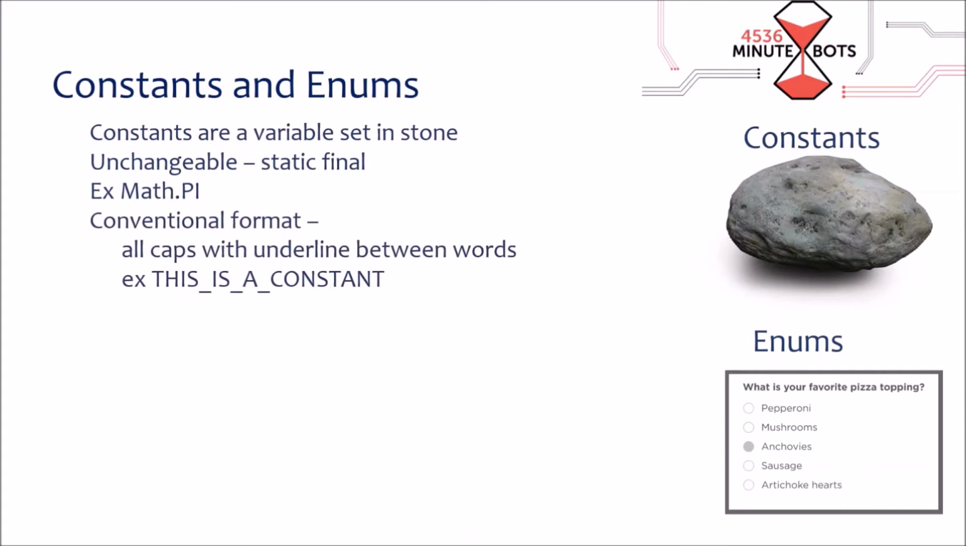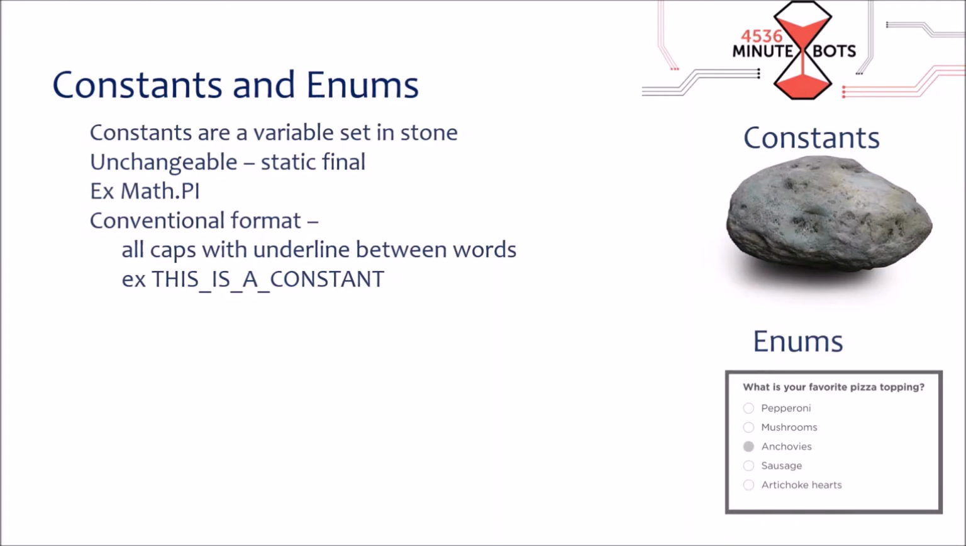The conventional format is to write the name of the constant all in caps with underline between the words, such as, THIS_IS_A_CONSTANT. Imagine that somebody's having issues with their phone and everything is coming over capitalized. That's what this looks like.